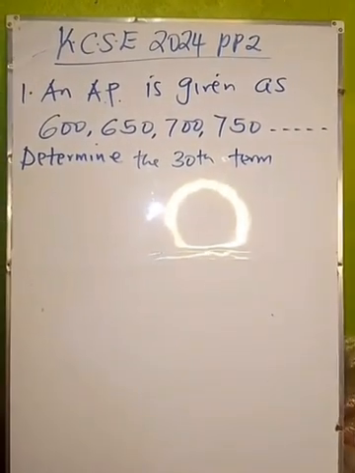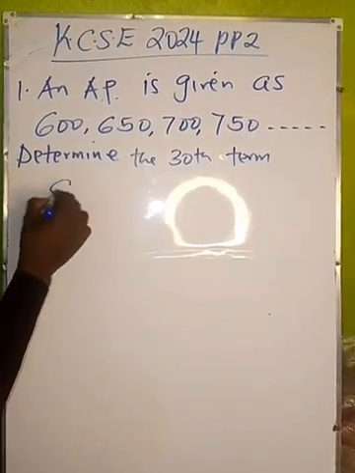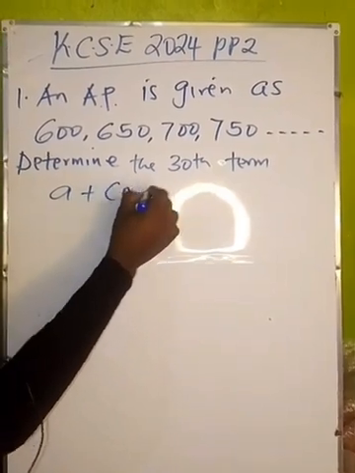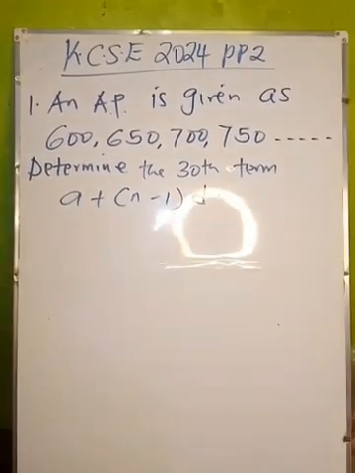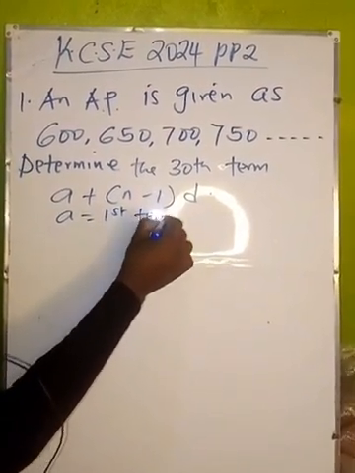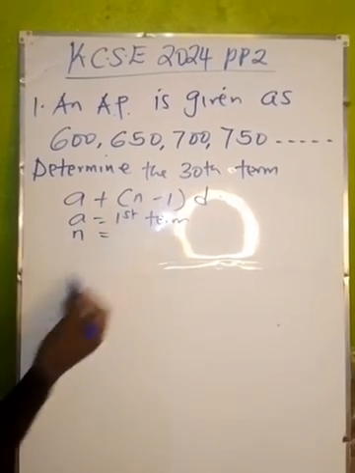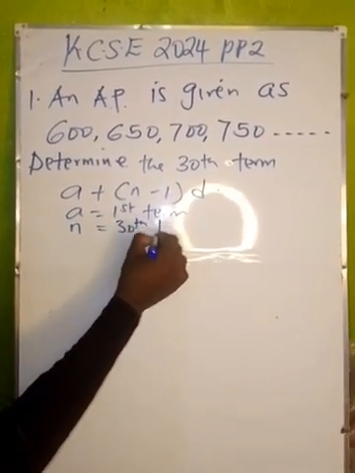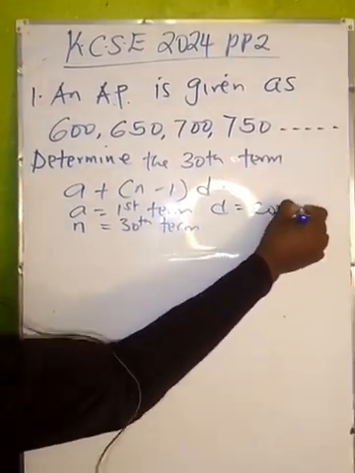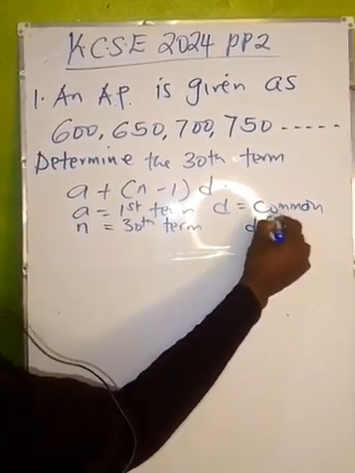of the AP. Now to get the 30th term, we use this formula. The formula states that the nth term is given by a plus (n minus 1)d. In this case, a is the first term, n is the number of the nth term, in our case the 30th term, and then d is the common difference.